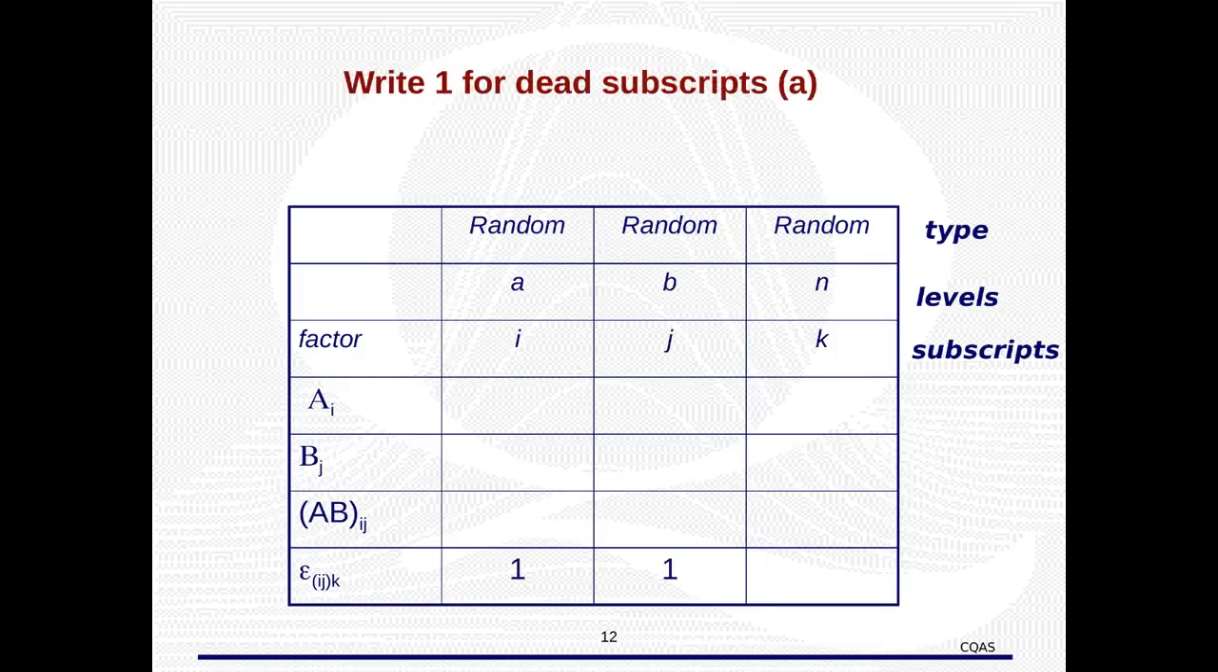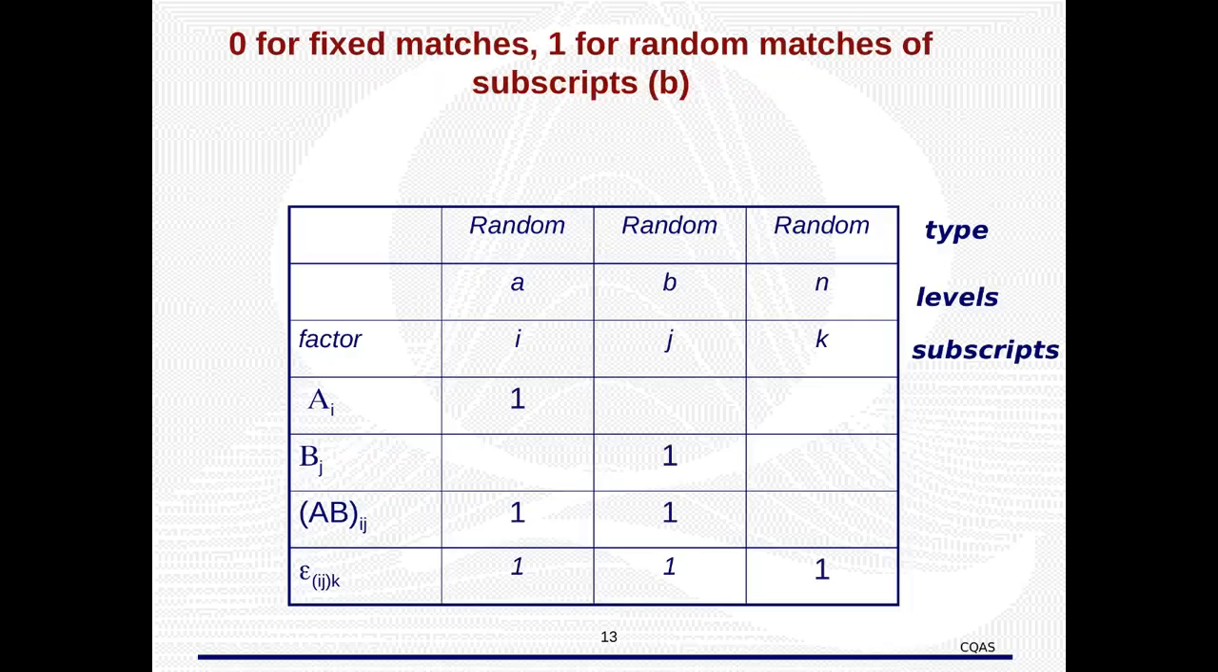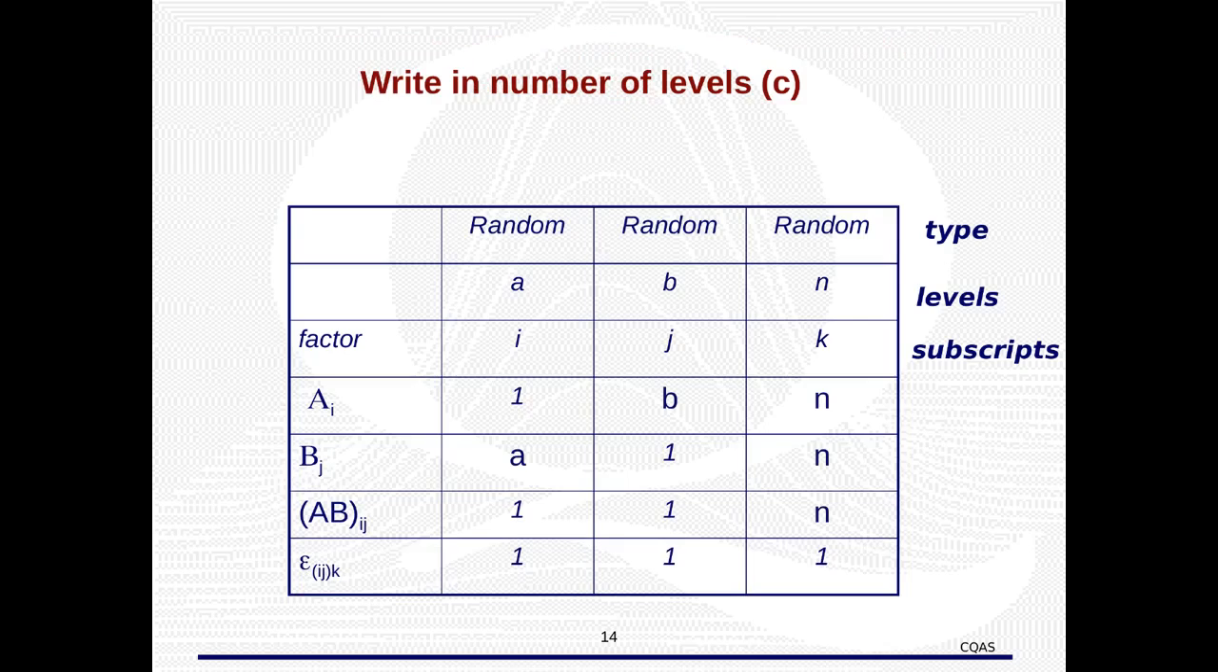First, we put 1s in columns with dead subscripts. Now put 0s in columns for fixed factors that have live subscripts, and 1s in columns for random factors that have live subscripts. Now write in the number of levels for the absent subscripts. For example, if there is an absent subscript in the column with subscript A at the top, then we put an A in the spot where the subscript is absent.